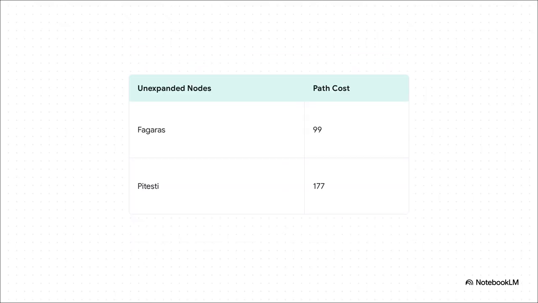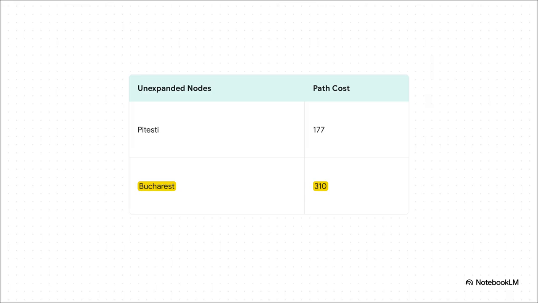Okay, so we've expanded Râmnicu Vâlcea. From there, we see we can get to a new city, Pitești. And here's the key thing. We have to calculate the total cost from the very beginning. So that's the 80 it took to get to Râmnicu Vâlcea plus the 97 to get to Pitești, giving us a total of 177. Now let's look at our options, our frontier. We've got Făgăraș sitting there at a cost of 99 and our new path to Pitești at 177. Which one's cheaper? Făgăraș by a long shot. So that's where we go next.